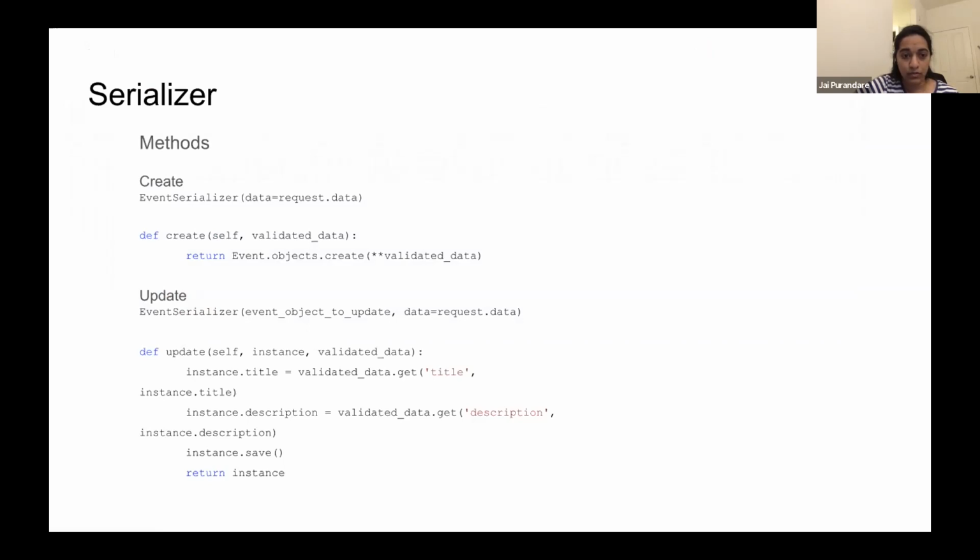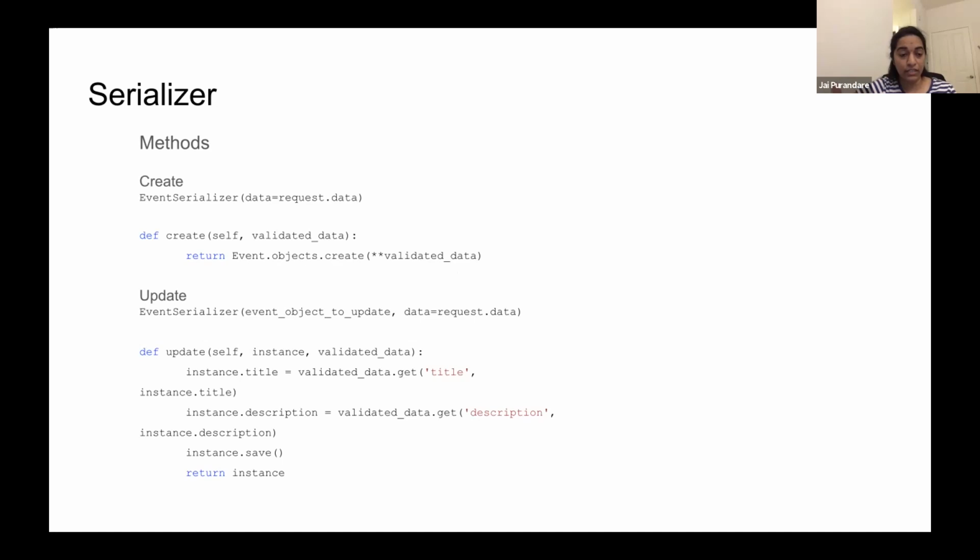Now, if you realize, a lot of work is done by the serializer. All we are doing in the view is declaring a serializer, and the serializer basically does everything. In the serializer, you can create two methods: create and update. Right now we saw that all we were doing with the serializer was passing the data to it, and it was giving us a JSON. But the serializer can do more than that.